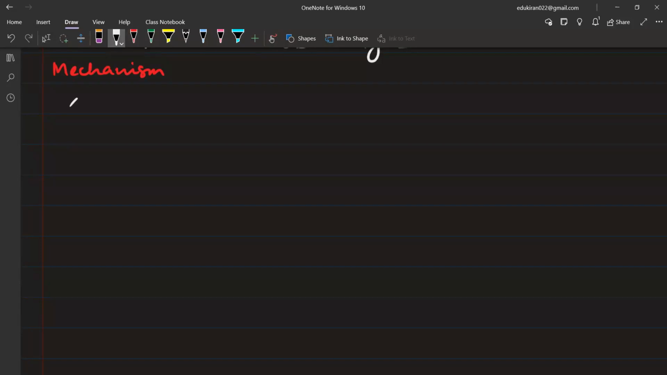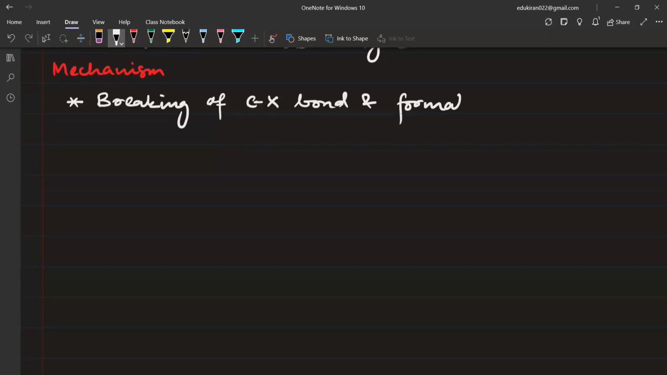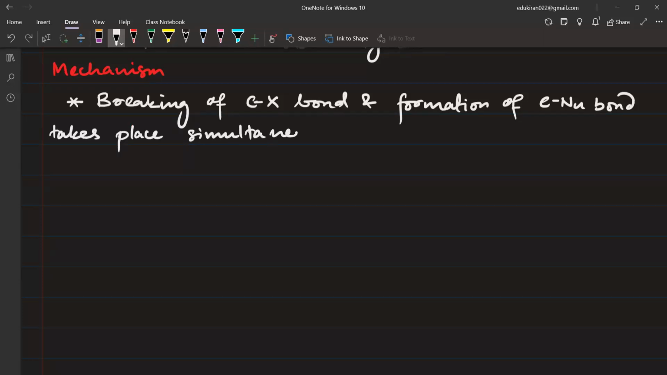So this occurs in one single step. So we'll write breaking of CX, breaking of carbon halogen bond, and formation of carbon nucleophile bond takes place simultaneously. Now, in this case, what happens is when you have carbon, and I have three groups, 1, 2, 3.